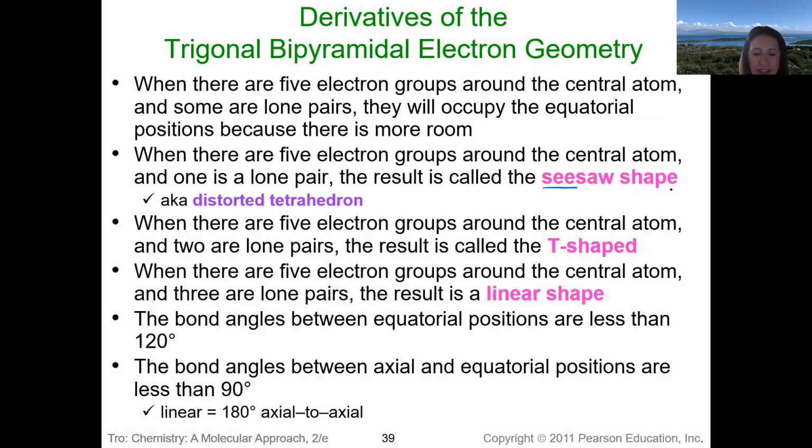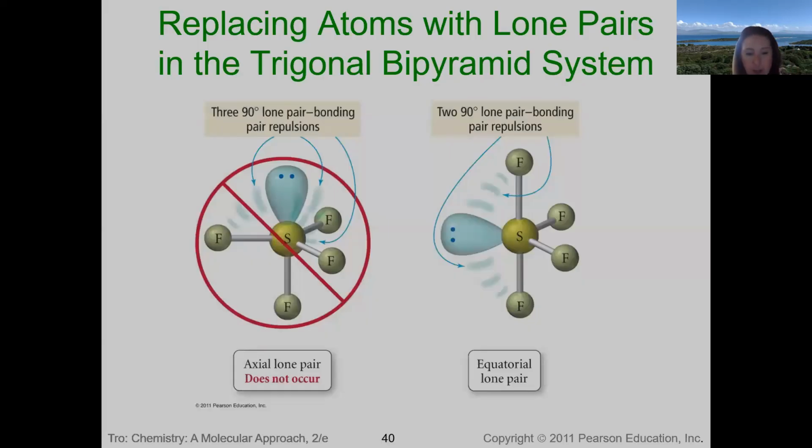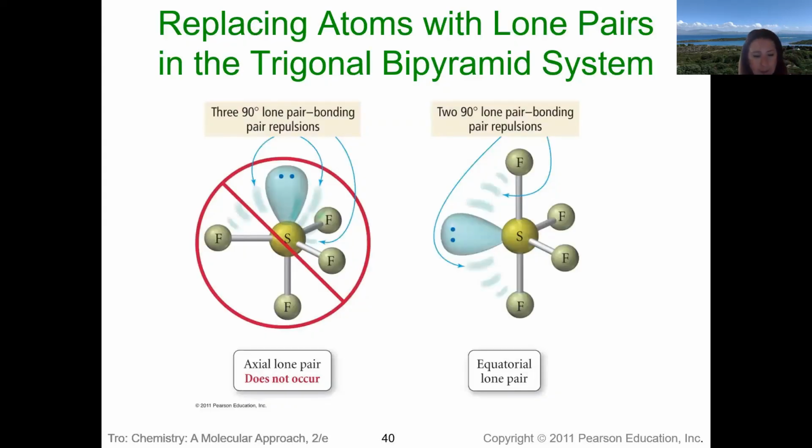Okay, so we're going to look at a seesaw, which literally looks like a teeter-totter, and then T-shaped, and then linear. And these are all variations on trigonal bipyramidal, which means they have five things attached to them. Okay, so I'm going to go back to red. I feel like red is easier to see on here.